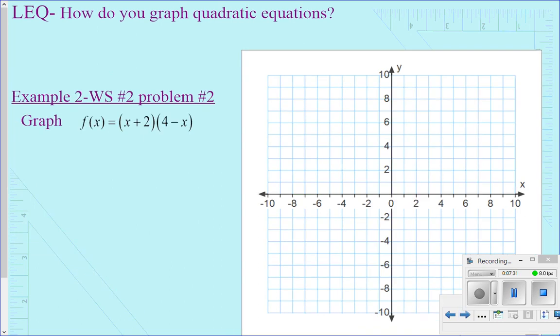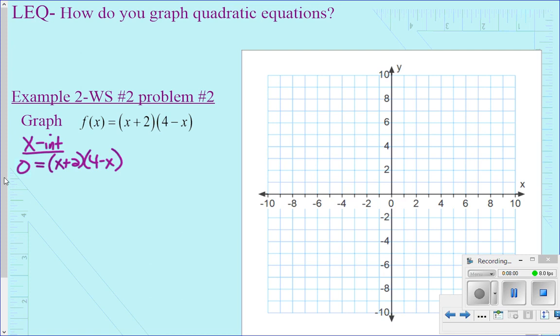Next, we're going to move on to number 2 on the same worksheet. And again, you'll need a coordinate plane for that. So the first thing we'll look at would be the x-intercepts. So remember, putting 0 in for y, or f of x in this case, and solving for x. So I see that this equation's in factored form, not in vertex form like the last one was, and not in standard form either.